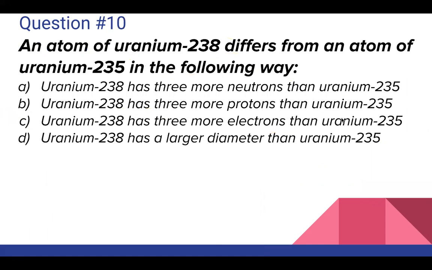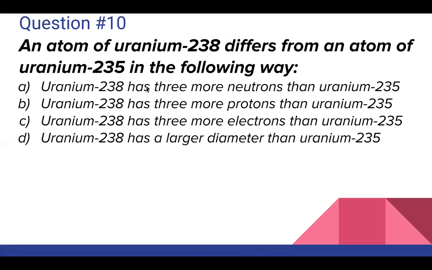Question number 10. An atom of uranium-238 differs from an atom of uranium-235 in which of the following ways? So these are just isotopes of each other. They're both uraniums. They should have the same number of protons, but they should differ in their atomic mass. Well, they differ in their atomic mass, meaning they must have different number of neutrons.